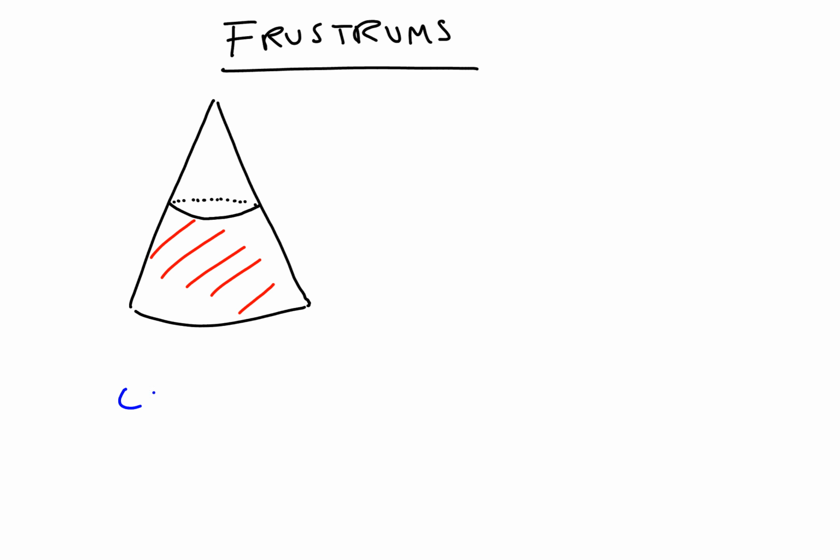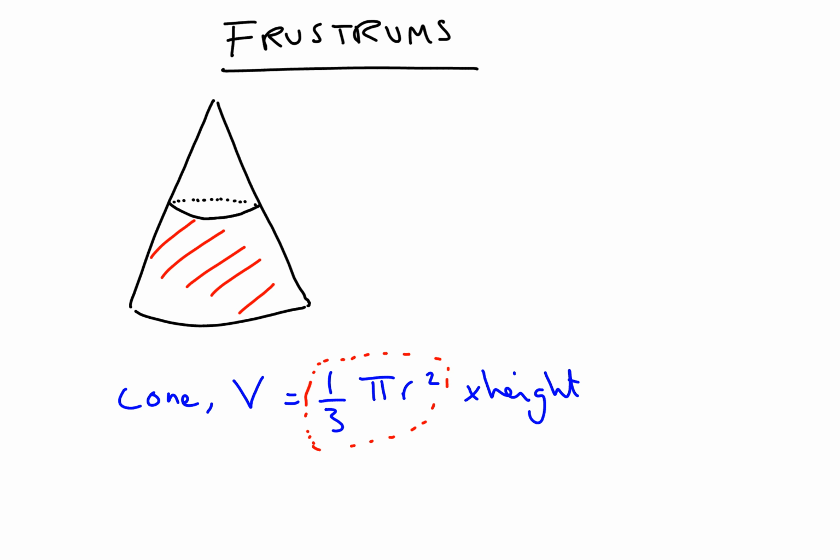Well, let's think of a cone first of all. What's the volume of a cone? A third area of the base times the height. Obviously your base is just a circle, hence pi r squared, and you want a third of it. So if I want to find the volume of this frustum, this bit down here, I would just find the volume of the whole cone, then find the volume of the top little baby cone and take them away from each other. So let's do an example of that.